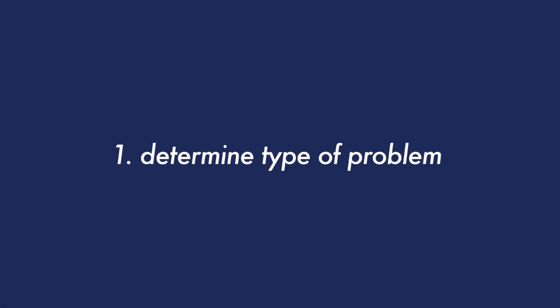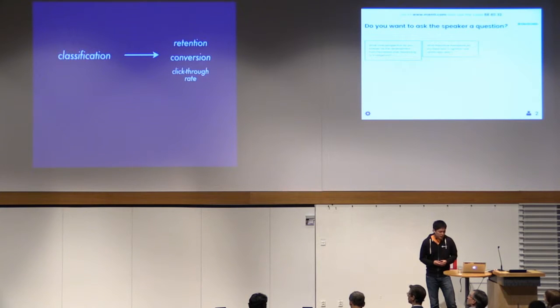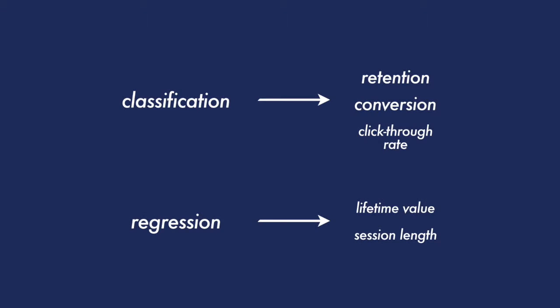The first one is, of course, we want to determine the type of the problem in machine learning terms. So we have classification tasks, which cover things like retention, conversion, which means when users switch their account from free to premium. And also we can do things like understanding the click-through rate of certain links or buttons. We also have regression tasks, which cover things like users' lifetime value, which is extremely valuable for any business. And also we can understand session length of users, why some users have longer session length and some others have shorter ones.